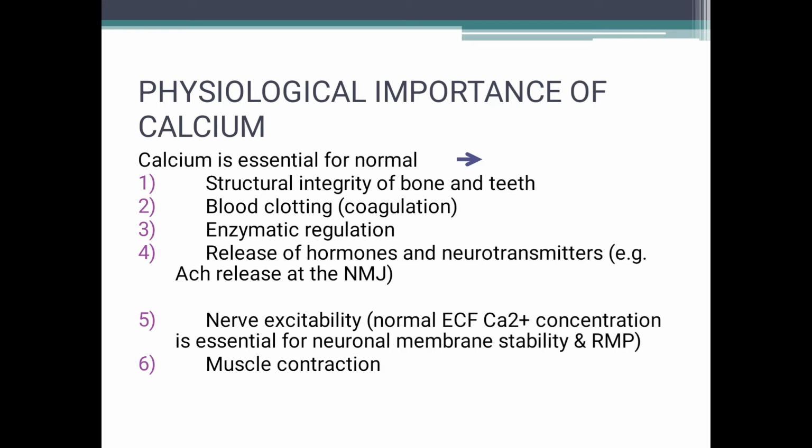The nerve excitability. Normal extracellular fluid calcium concentration is essential for neural membrane stability and resting membrane potential. And also, the next one, muscle contraction. For genesis and maintenance of action potential, especially in cardiac muscle and smooth muscle, this calcium is essential. And for the pacemaker potential in various pacemaker tissue, this calcium is essential. Also the excitation contraction coupling during muscle contraction, where calcium plays an important role. And this calcium acts as a second or third messenger in various intracellular signaling pathways for hormone action.